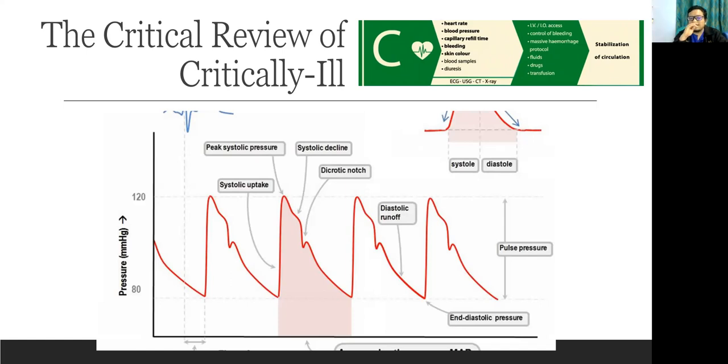So when you want to assess the blood pressure, this is the arterial pressure waveform monitoring. There's plenty of information that we can get from here. We have to assess it properly and see what is the problem, whether it's vasodilatation, vasoplegia, or whether it is poor contractility of the heart and so on. Okay. So I'm not going to touch this because it will take way too much time.